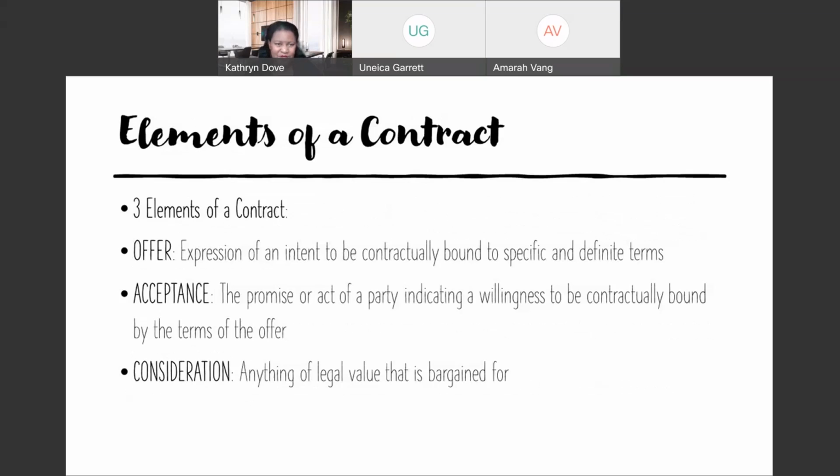There are 3 elements of a contract that must be met in order for a contract to be valid. There has to be an offer, which is an expression of an intent to be contractually bound to specific definite terms. There has to be a party that accepts that offer through an act or a promise, which indicates a willingness to be contractually bound. And then consideration is the third element, and that's something of legal value that's bargained for.